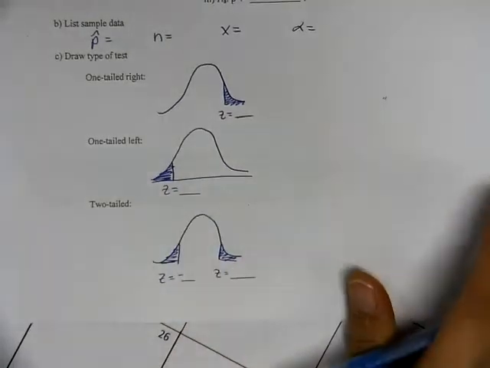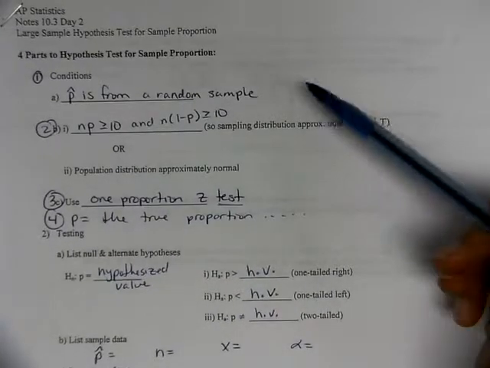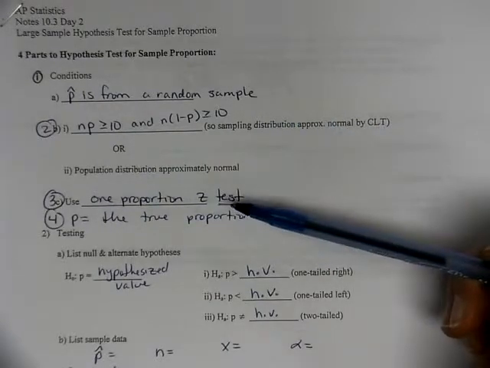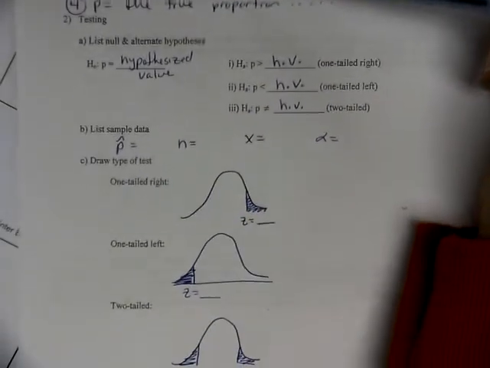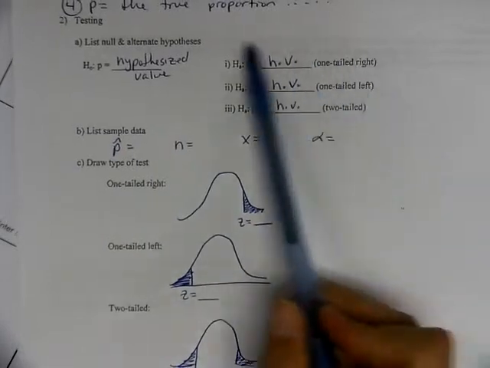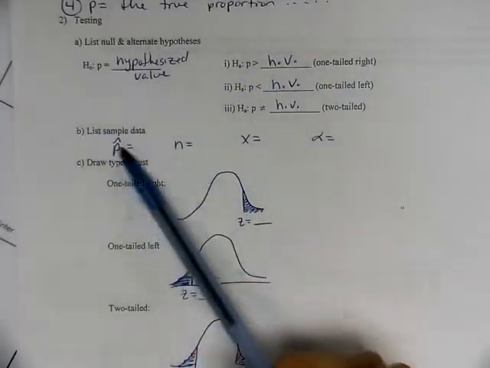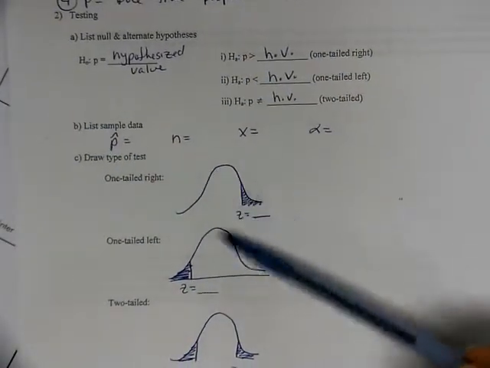Okay, so if I was grading this, the conditions are still 4 points. The testing section, this is 1 point. Listing your data and drawing your test is 1 point. And then we'll get to the formula and stuff.